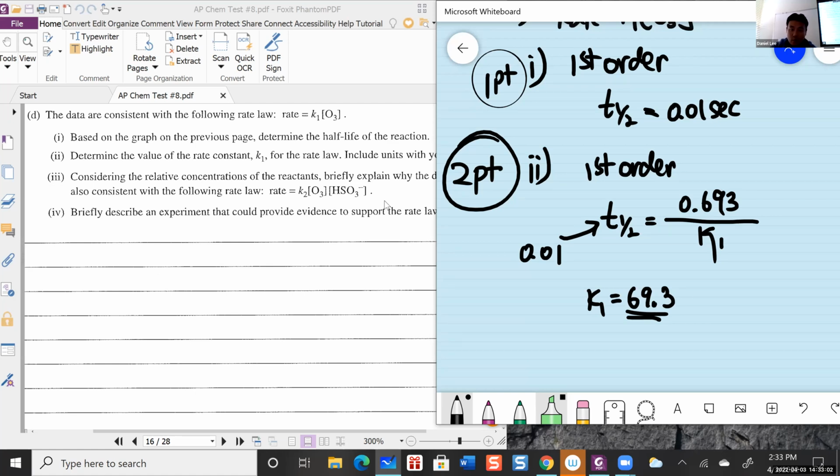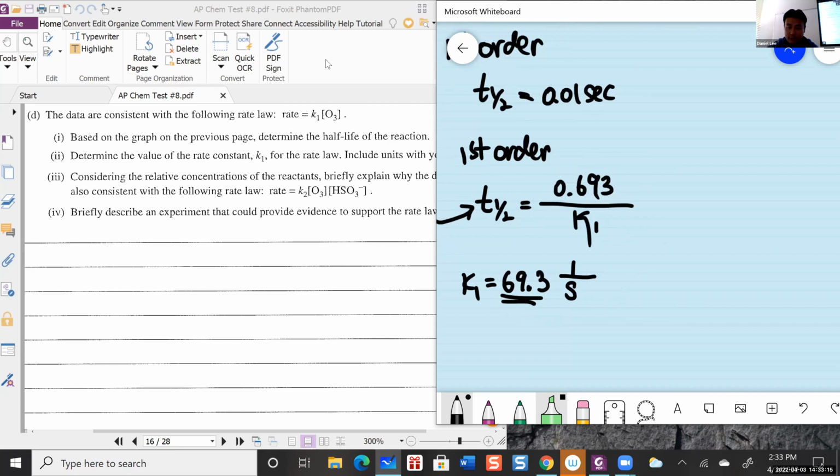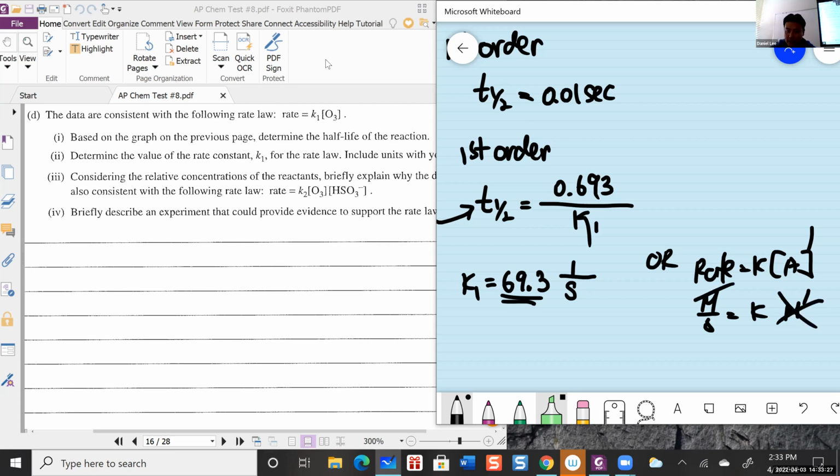The unit is always 1 over time for first order. So 1 over second. For first order kinetics, the unit for the rate constant is always 1 over time. If you don't remember, you can solve for the unit by plugging in rate equal to k times A to the first power. Rate is molarity per second, and you solve for k, this is molarity to the first power. You see molarity will cancel, so the unit is 1 over second, always. Okay, that's how you get 1 over second.